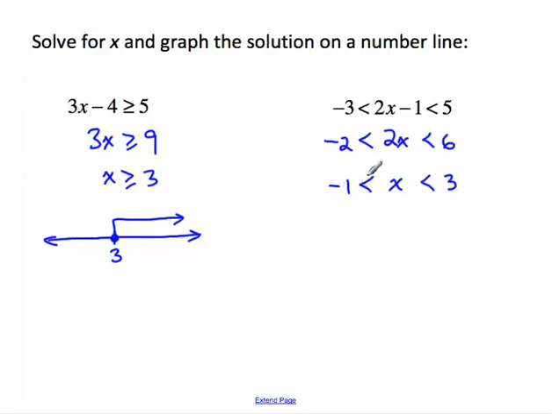This tells me that when x is strictly between -1 and 3, meaning it's greater than -1 but not equal to -1, and less than 3 but not equal to 3, then this statement will be true.